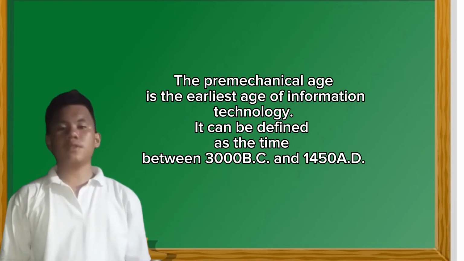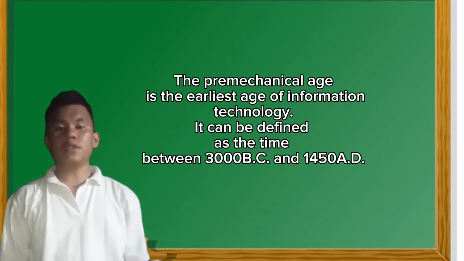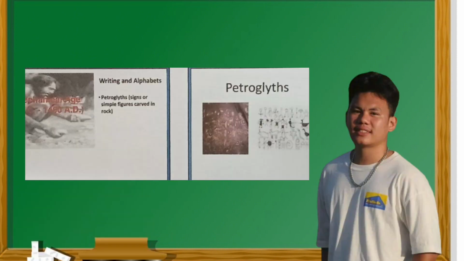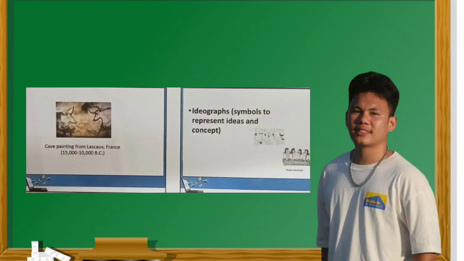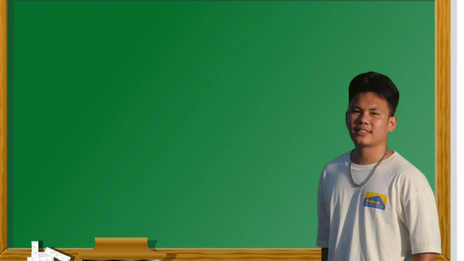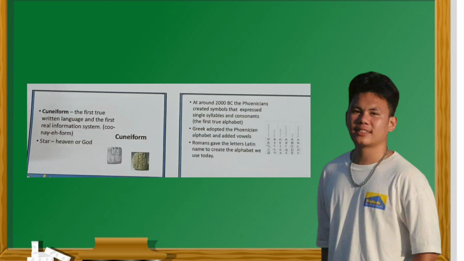Our journey begins in the pre-mechanical period, which spans from ancient times to the 17th century. Writing in alphabets. Petroglyphs, signs or simple figures carved in rock. Cave painting from Lascaux, France, 15,000–10,000 BC. Ideographs, symbols to represent ideas and concepts. Cuneiform, the first true written language and the first real information system.